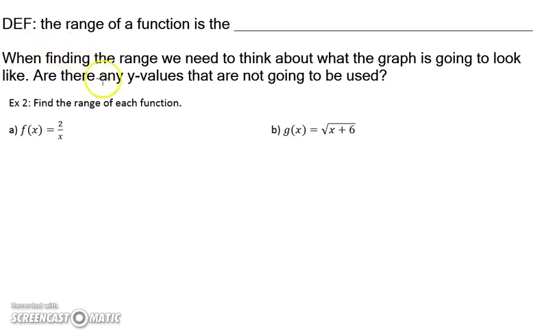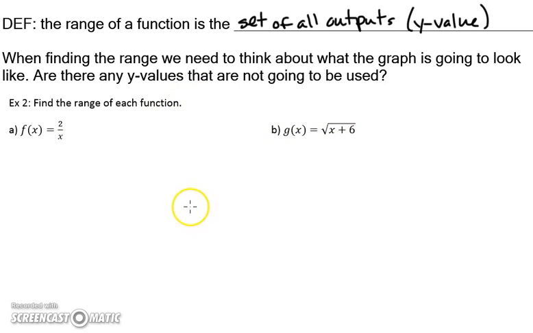So the last thing we need to talk about is the range. The range of the function is the set of all outputs. And that's generally going to be our y value, although again, technically we should be saying dependent variable. When we're looking at the range, we really need to think about what the graph is going to look like. We need to find if there's any y values that are not going to be used. So it's the same type of thing as with the domain. We're just going to say what isn't in the range. So these are two functions that you may or may not know what they look like now, but you'll know what they look like fairly soon.